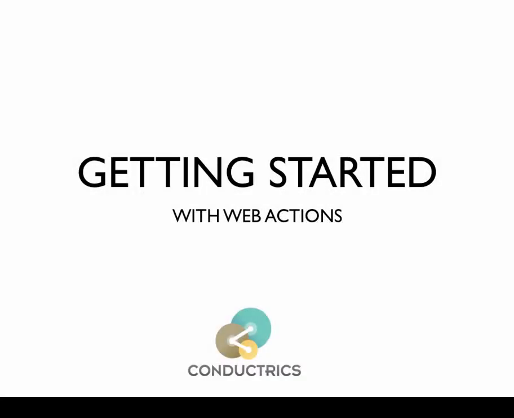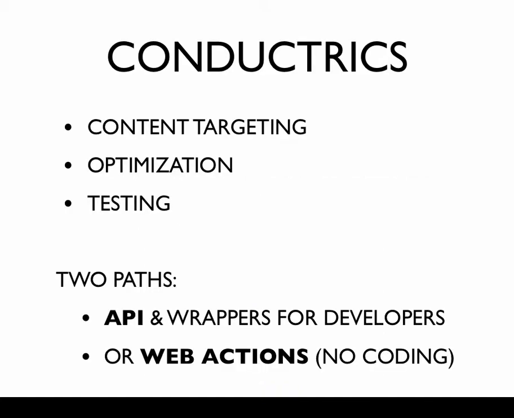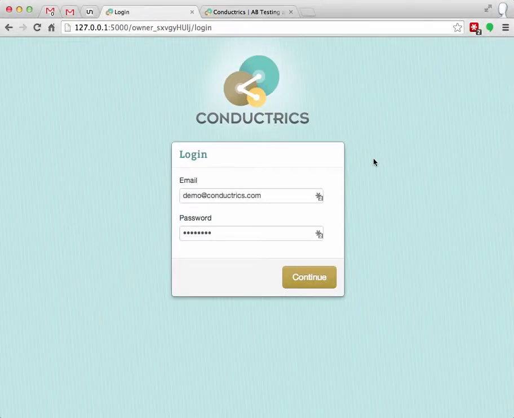Today I want to show you how to get started with our Web Actions feature. So Conductrics is a system for content targeting and personalization, optimization, and testing. There's basically two ways to use it. If you're a developer, you'd be using our API and wrappers. But what I want to talk about today is our Web Actions system, which is a way to use Conductrics without doing any coding. Let's log into the Conductrics console.